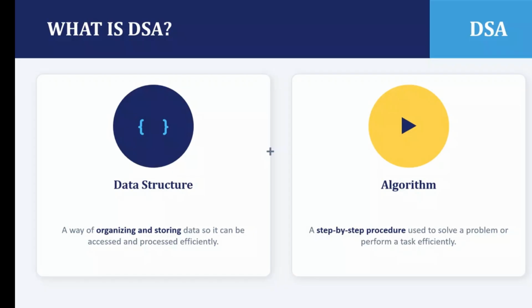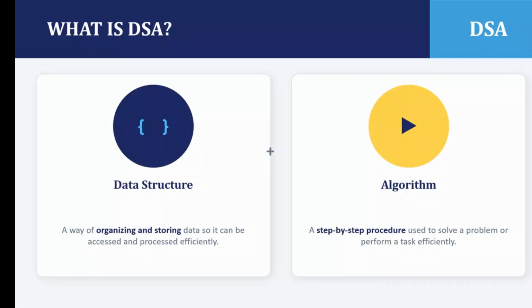What is a data structure? A data structure is a way of organizing and storing data so that it can be accessed and processed efficiently. For example, imagine a library. Books are arranged in a specific order so that readers can find them easily. If books were placed randomly, finding a particular book would take much longer. Similarly, in programming, a data structure helps us organize data efficiently. We will discuss some examples of data structures after this.